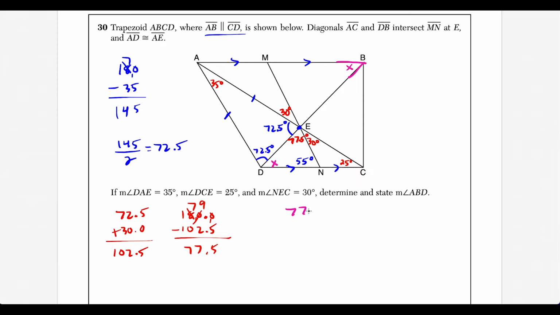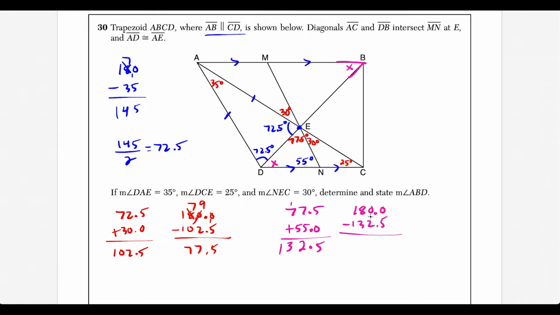So I'm going to do 77.5 plus 55, and I'll write a 0.0 here. That's going to give us 0.5, 2, carry the 1, and that's going to give us a 13 like this. So what that tells us here is the sum of 77.5 and 55 is 132.5. So to get x, I'm going to do 180 minus the sum of those two angles like this.